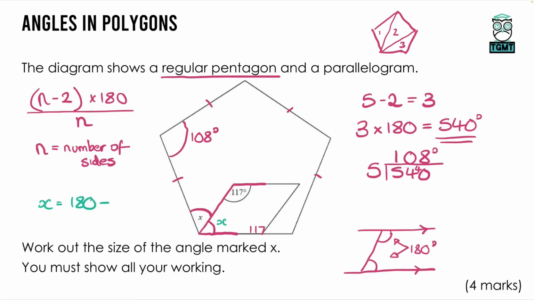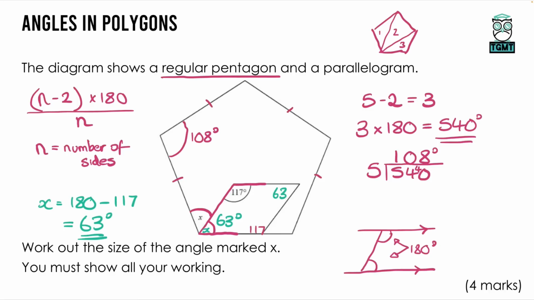180, take away 117, and that is equal to 63 degrees. So that one there is 63. We'll replace that. We'll put the little X here, that's 63 degrees. So we're almost there. We found the interior angle of the pentagon. We found the interior angles within that parallelogram, because this is 63 as well.